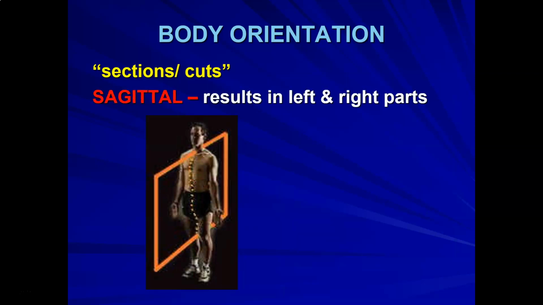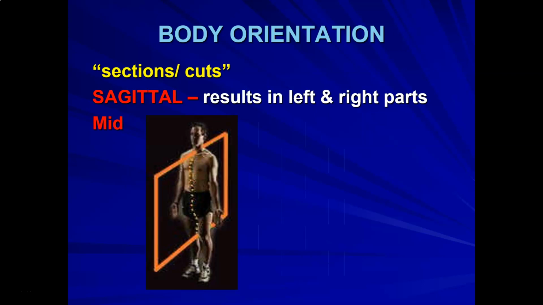And then we have a sagittal section. Sagittal is going to give you left and right. Now pay attention to how you spell sagittal. I've been teaching this class a long time and this is one that drives me bonkers. I see sagittal spelled with 2 G's, 2 T's, 1 G, 1 T, every combination. 1 G, 2 T's in sagittal. Results in left and right parts or portions.